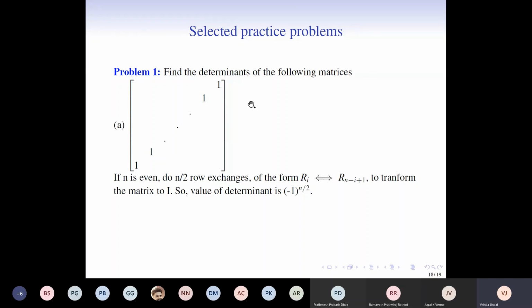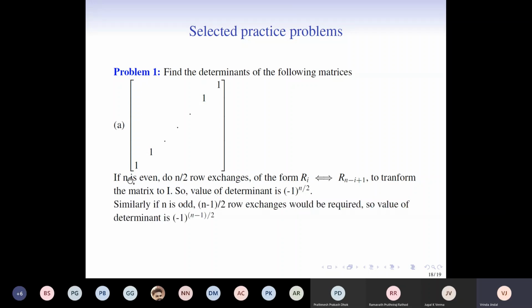alternating property of the determinant function, multiplies the value by -1. Whatever the value of this matrix is, the matrix will become -1 times this value. So we are doing n by 2 exchanges, so -1 raised to n by 2 times the determinant of the final matrix, and the final matrix is the identity matrix, so we know that its determinant value is 1.